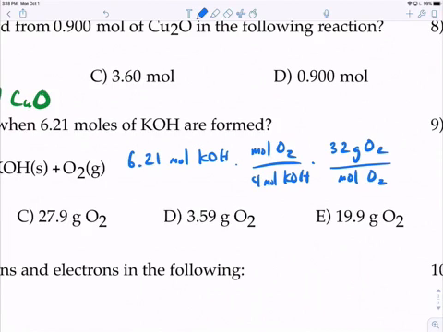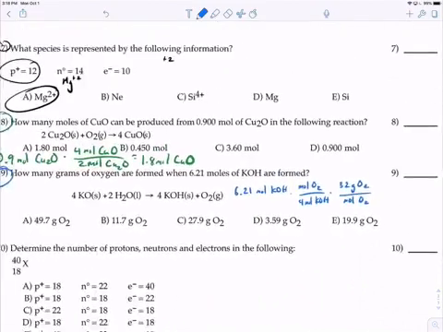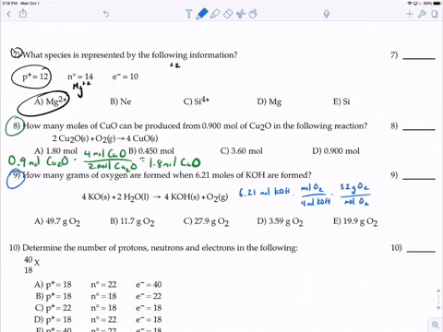So what's that going to be? It's going to be 49 point something. So that's going to be close to 50. So doing this, it's going to be A.